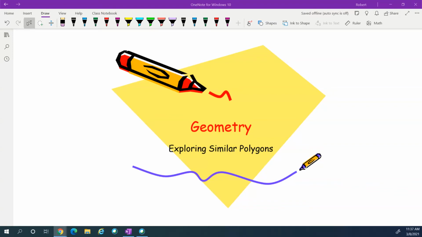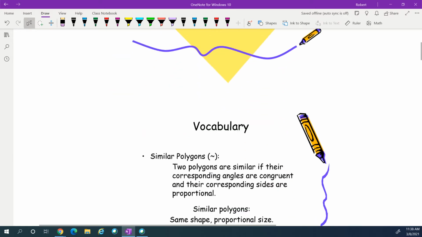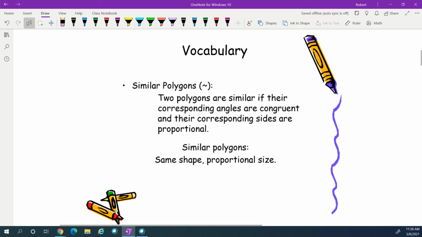Okay, exploring similar polygons. In this section, we want to get a good understanding of what similarity means, how it's different than congruence, and how we can use that to solve for missing measurements. So let's dive right in. First of all, our symbol for similarity is a single tilde, a little bit different.